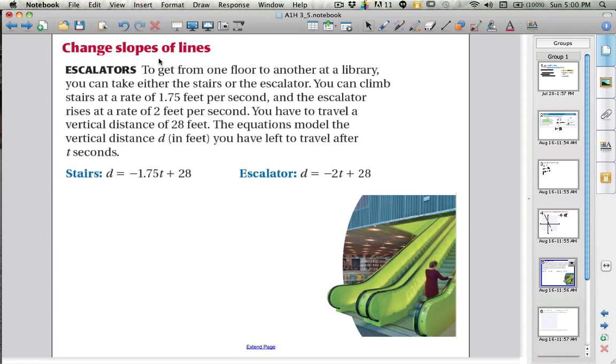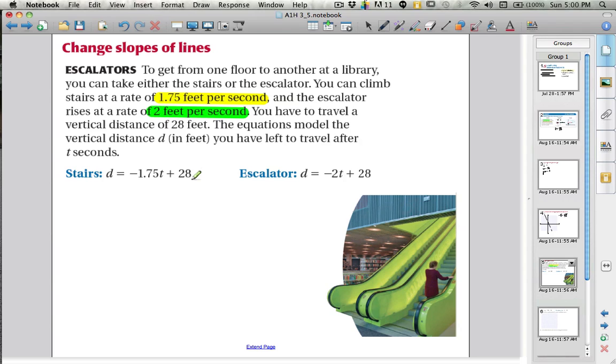In this problem, we're looking at different ways to get from floor to floor in a library. I can either take the stairs or the escalator. I climb the stairs at a rate of 1.75 feet per second, and the escalator at a rate of 2 feet per second. So I go up the escalator a little faster. I have to travel a vertical distance of 28 feet, so that doesn't change.